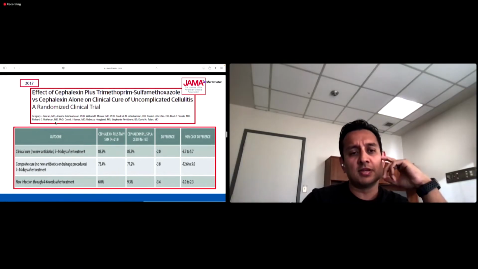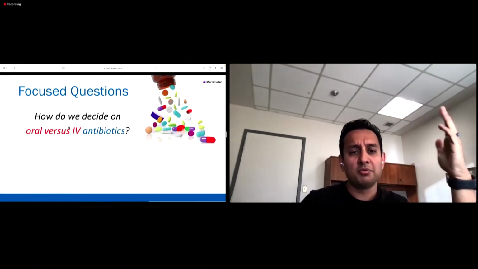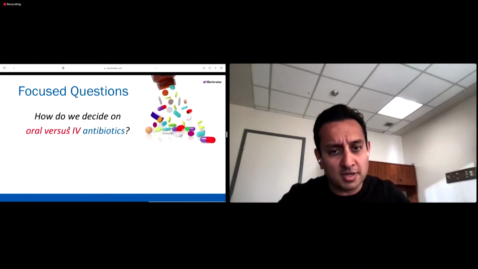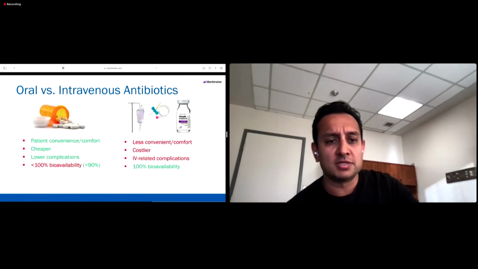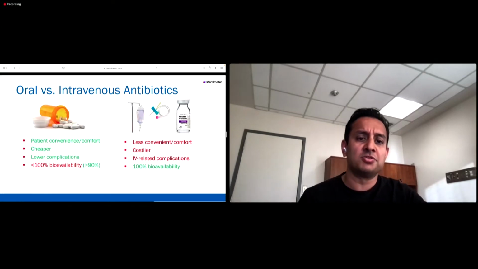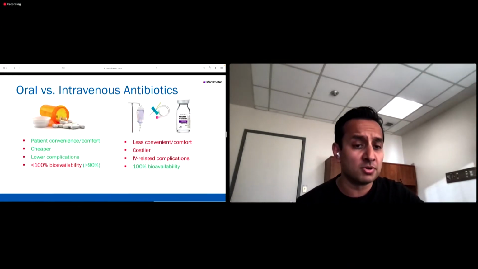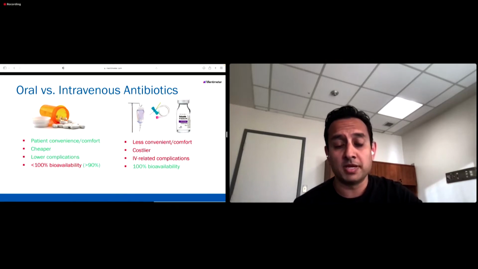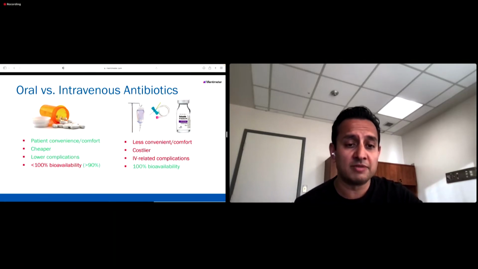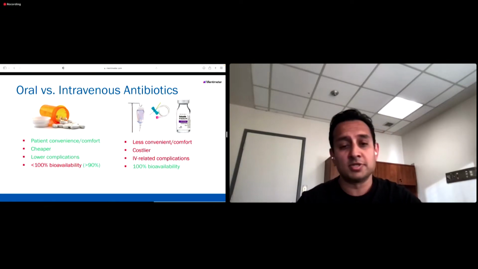So this leads into the next clinical question that we face as emergency physicians, which is, how do we decide on oral versus IV antibiotics? This is the age-old question that we're faced with when we see these patients. We know that oral antibiotics have a number of advantages. They're more convenient for our patients, they're cheaper, and they have lower complications, whereas IV therapy is less convenient for our patients. It's costlier, and you have to contend with IV-related complications. The one benefit, of course, being that you get 100% bioavailability, although many oral antibiotics, such as oral cephalexin, will have a bioavailability of over 90%.